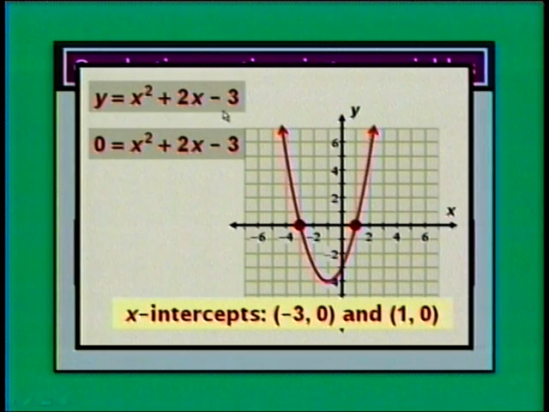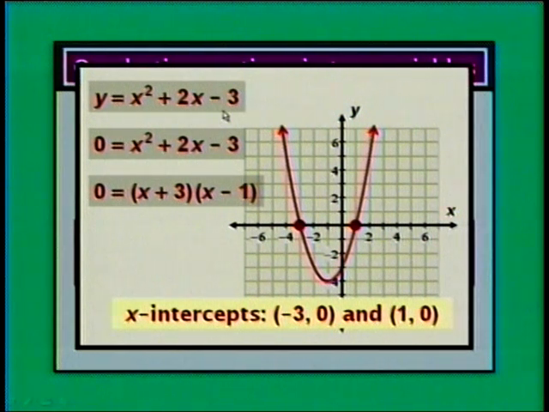If I take the equation 0 equals x squared plus 2x minus 3, and I factor the right-hand side of the equation, I can see from the zero product principle that x has got to equal either negative 3 or positive 1, since one of those two factors on the right has to evaluate to 0.